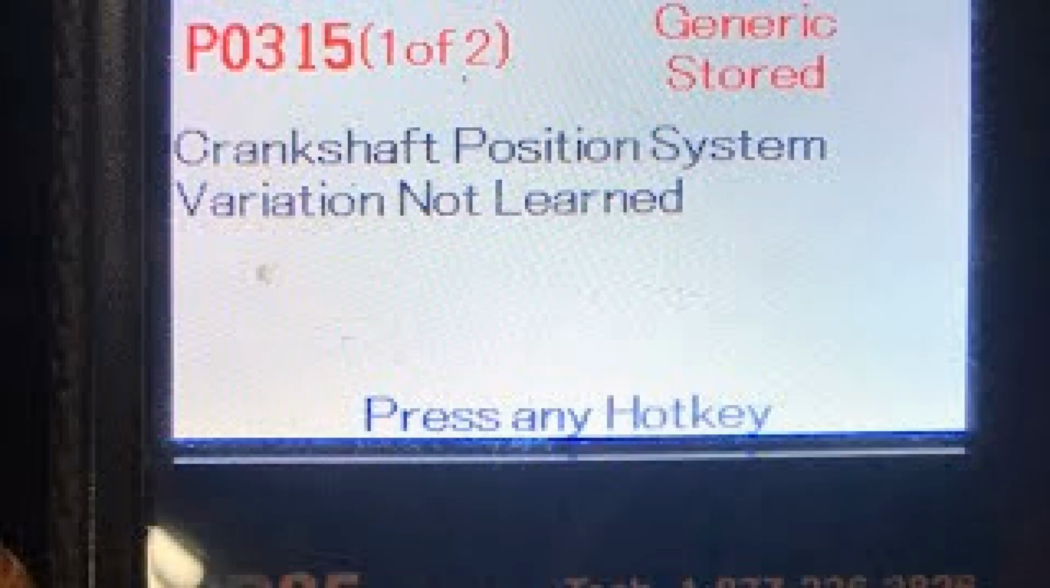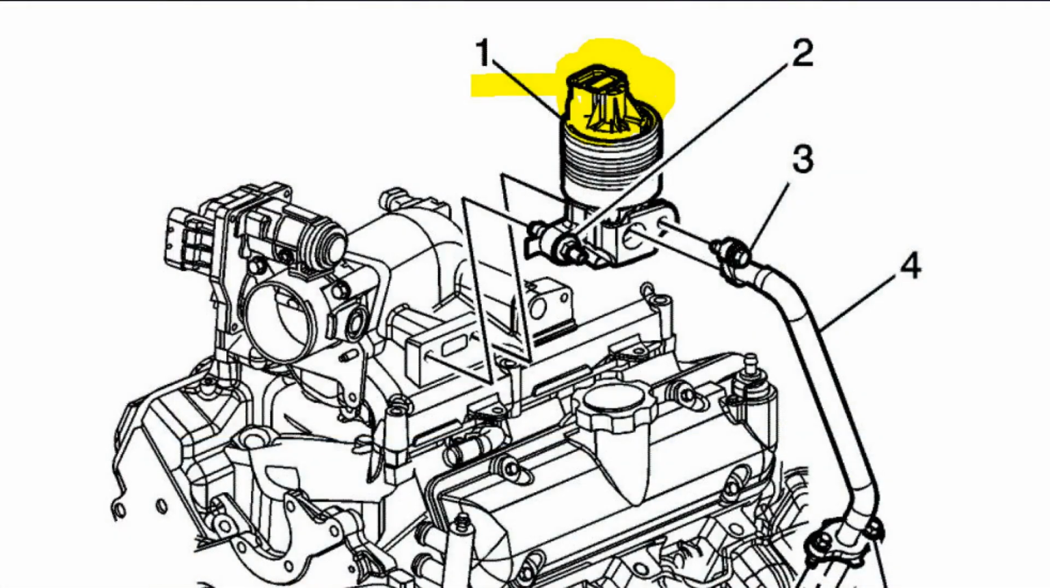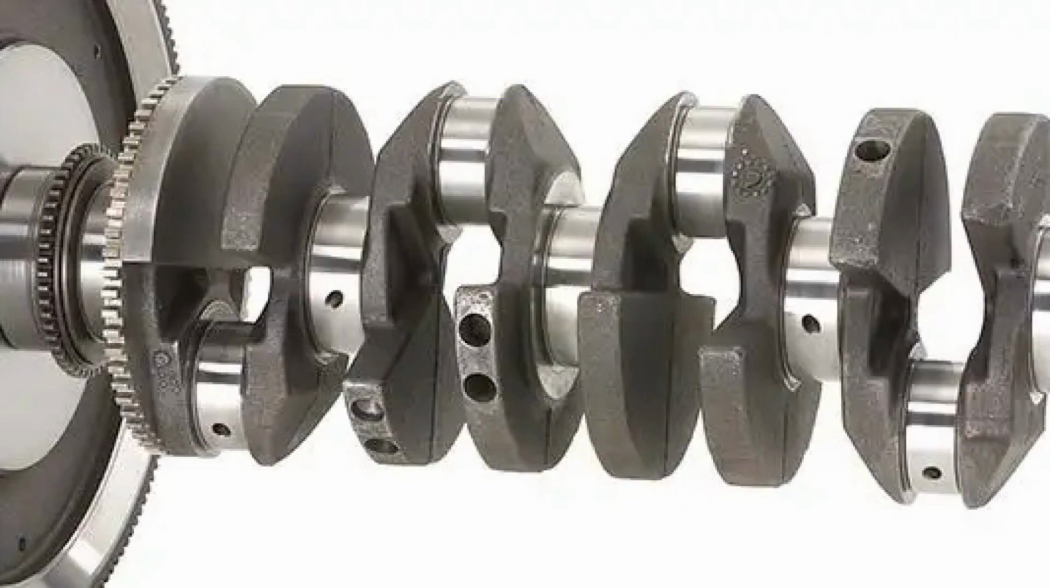What are the possible causes of code P0315? Crankshaft position relearn procedure not carried out or incorrectly carried out, defective crankshaft position sensor, circuit problems between the crankshaft position sensor and PCM, an internal problem with the PCM, damaged crankshaft or reluctor wheel. What are the common symptoms of code P0315? Check engine light on, engine can be started but won't start, misfiring, knocking, or surging.